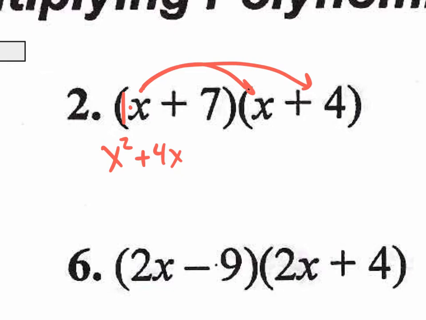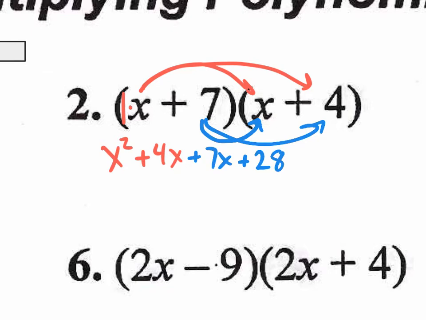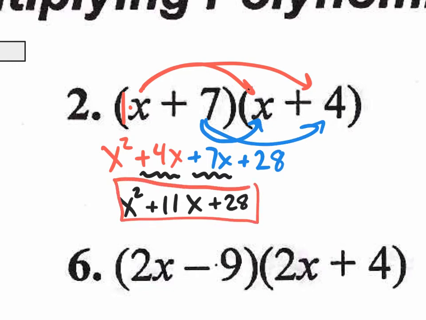And then I want to go positive 7 times x. So I've already distributed the x. Now I'm going to distribute the 7. So it's positive 7 times x is positive 7x, and then positive 7 times 4 is positive 28. Now out of those 4 terms, we're going to combine the middle ones, right? After distributing, you got to combine like terms. So we have 4x and 7x, and when I combine those, it's like 4 plus 7. That's simply 11 of those x's. And of course, I bring down the x squared, bring down a positive sign because that is positive 11. Bring down the plus 28. That's it. We're done. And it is in standard form, so we're good.